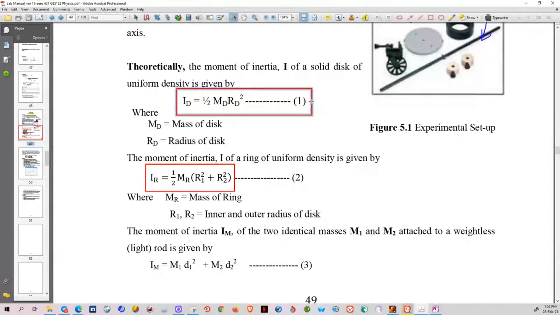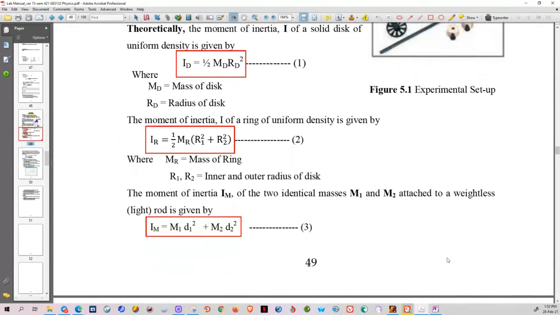Okay, let me adjust this one to remove the number. There. So the inertia of the ring, because the ring has two radii, inside radius and outside radius, is 1/2 the mass of the ring multiplied by radius inside squared plus radius outside squared. And finally, this is the inertia of the masses. Because the two masses are placed opposite of each other, you don't have 1/2. Instead, you have mass 1 multiplied by distance 1 squared plus mass 2 multiplied by distance 2 squared.